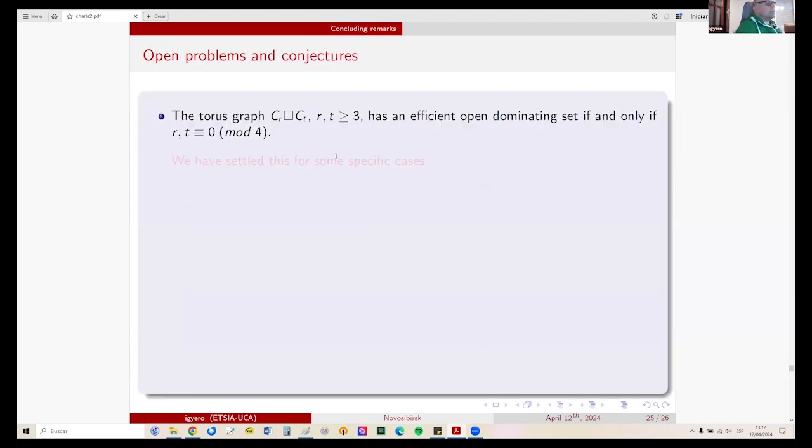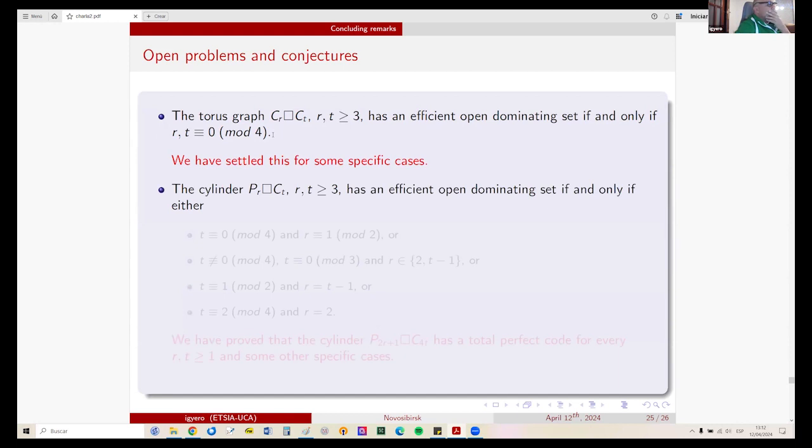For instance, what I was telling you, when we consider the torus graph, it is already known, well, this is some conjecture, I would say, that the torus has an efficient open dominating set if and only if both R and T are equivalent with 0 modulo 4. And in the first work where we studied the Cartesian product, there were several things.